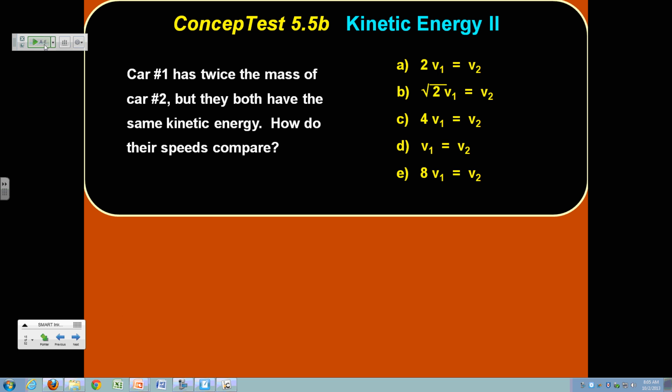Car number 1 has twice the mass of car number 2, but they have the same kinetic energy. How do their speeds compare?